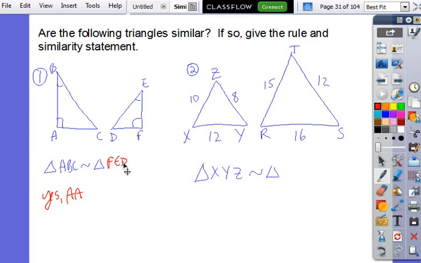The second one over here doesn't work. When I check my sides, that's what I've got to start with. I would go 12 over 8, 15 over 10, 15 over 10, 16 over 12. So I first get 3 over 2, 3 over 2, 3 over 2, 4 over 3. So when I see that, I'm stopping there. It doesn't work, nothing else I need to do. Do not do a similarity statement if you say no. Do not do a scale factor if you say no.